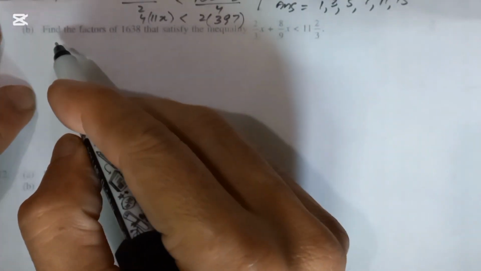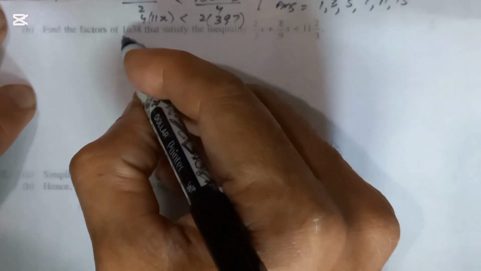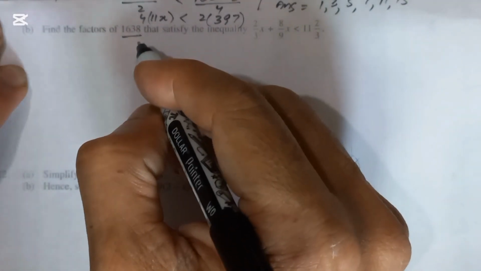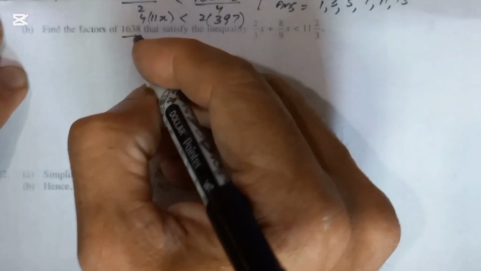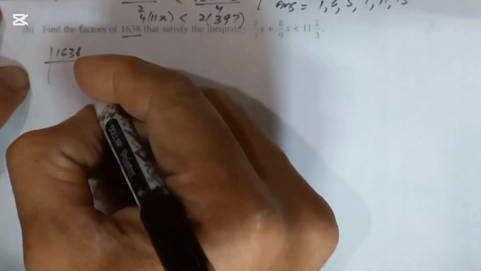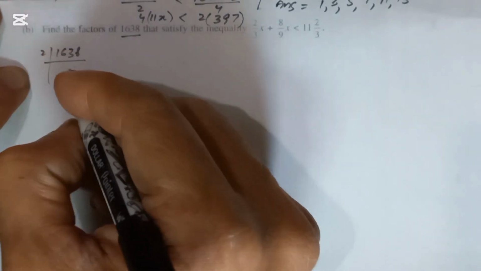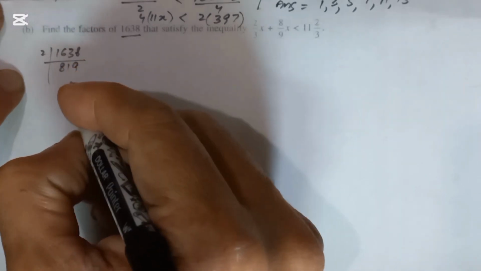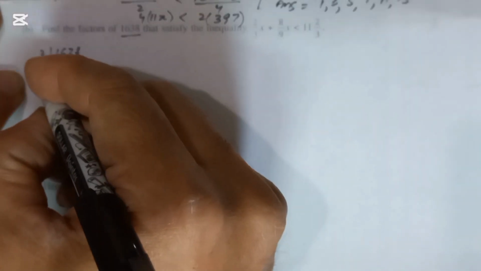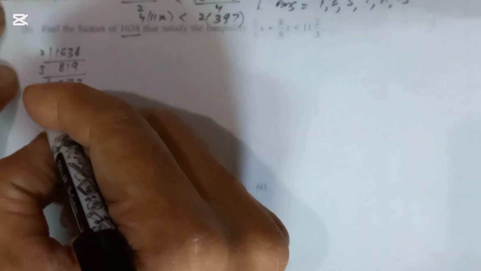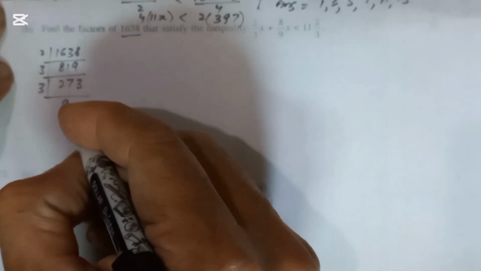Okay, the next part is somewhat different. Find the factors of 1638 that satisfy the inequality. So first we have to find the factors of 1638. So 1638, we will do prime factorization of this one. So 2's table, 2 8s are 16, 2 1s are 2, 1 will come here, and 2 9s are 18. In 3's table, 3 2s are 6, 2 will be here, 3 7s are 21, and 3 3s are 9. Further, then again 3's table, 3 9s are 27, 3 1s are 3.